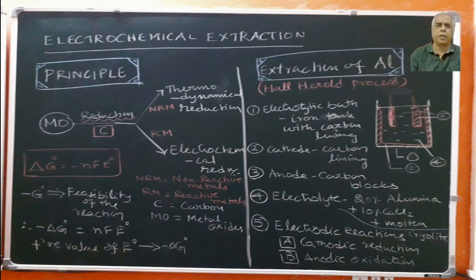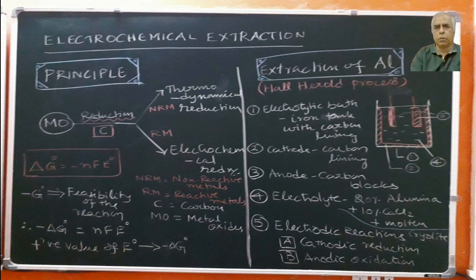The feasibility of the reaction is expressed as the decrease in free energy. What is free energy? It is the available form of energy. So the free energy change should be negative for any natural reaction, for the reaction to proceed. So it can be interpreted as the feasibility of the reaction. When delta G is negative, then there is a feasibility of a reaction.